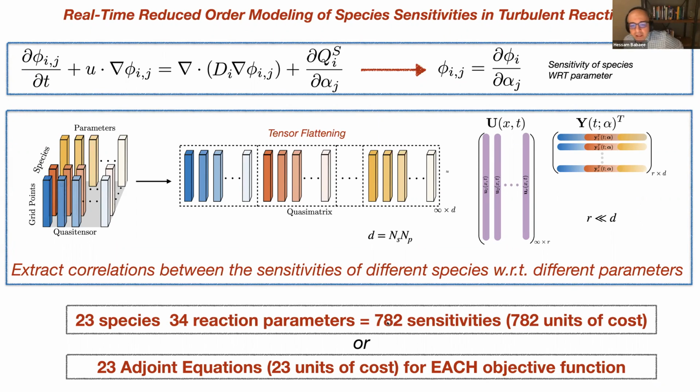So here, if I have 782 species, and if I can solve this by 5 modes, I'm basically paying the cost of 782 divided by 5. So I'm speeding up the computation by that factor.